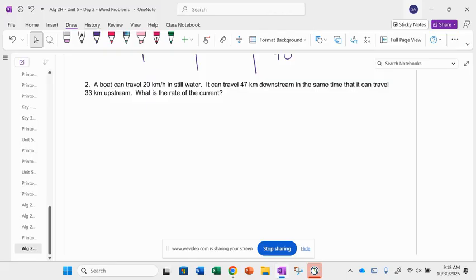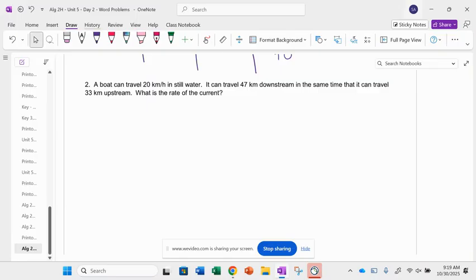Okay, so let's talk about this. When you're in still water, just think about swimming. Forget about the boat. When you're in still water, how fast you're going is what you're capable of, right? That's your rate. Now, if you are going downstream, meaning the water's pushing you along, do you think you're going to go faster when the water's working with you, or slower? You're going to go faster when you're going with the current. But what happens if you're trying to swim against the current? You're going to go slower.